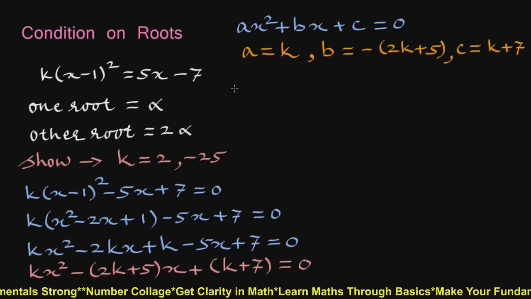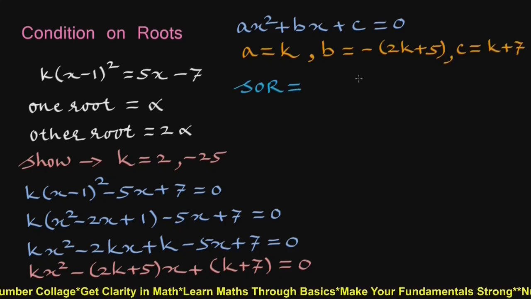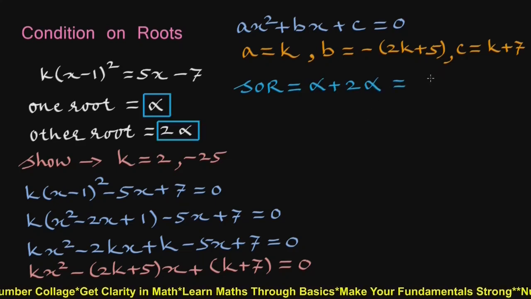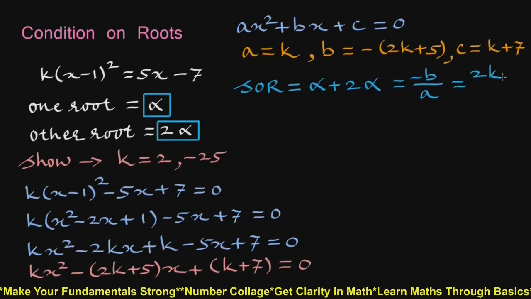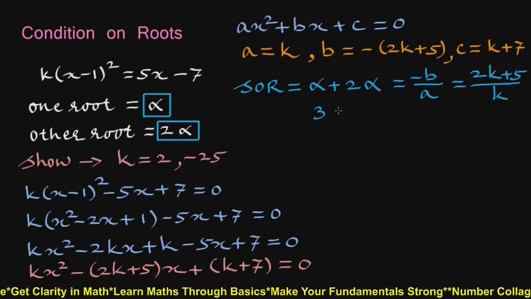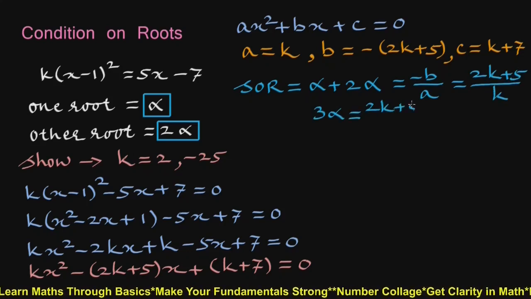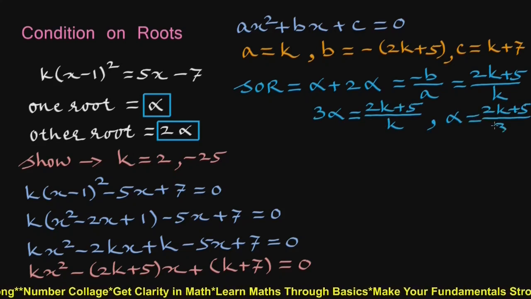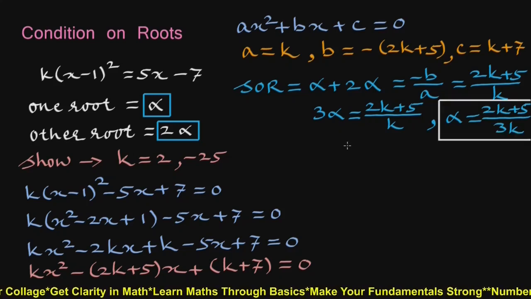Now the sum of two roots, SOR, will be alpha plus 2 alpha from here, which is minus b upon a, that is 2k plus 5 upon k. So 3 alpha will be 2k plus 5 upon k. Alpha will be 2k plus 5 upon 3k. This will be the first root.